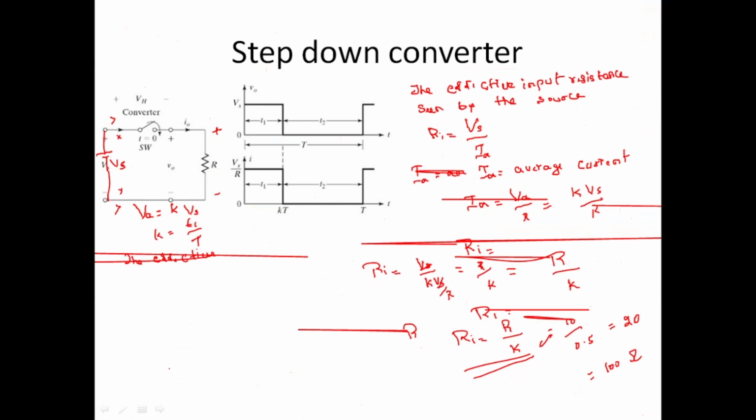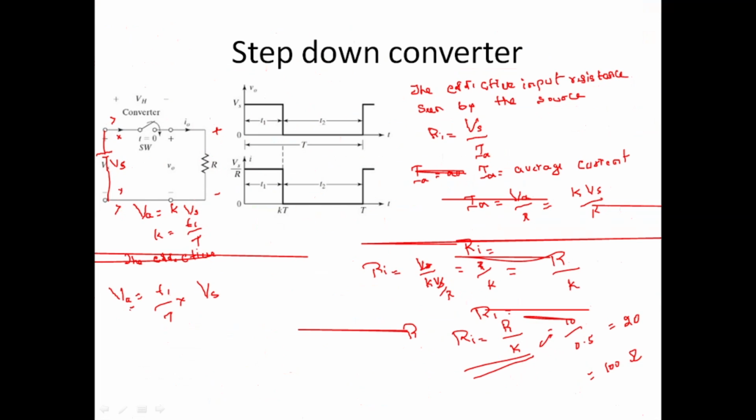So this kind of circuit works in two modes. See here, we have studied that. What is the VA formula? Again and again I will write VA. What is that? K into Vs. K is what? T1 by T. T1 by T into Vs.